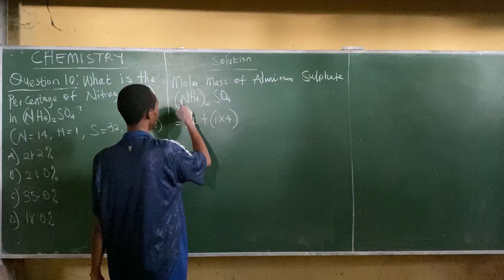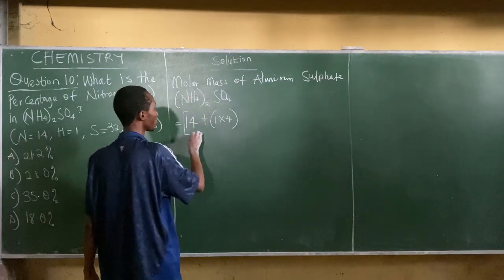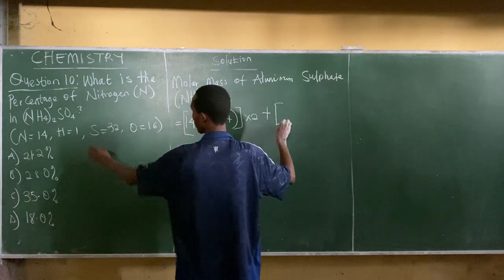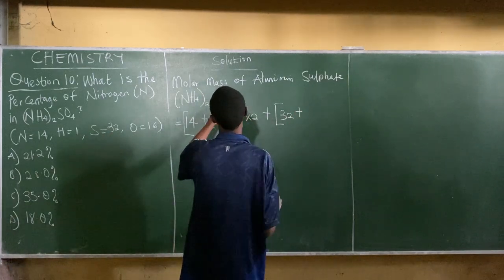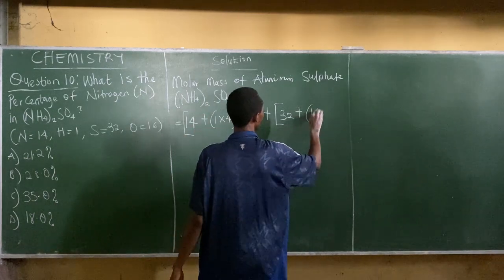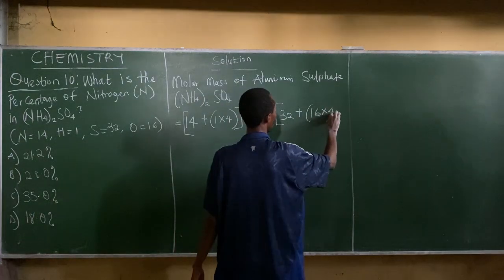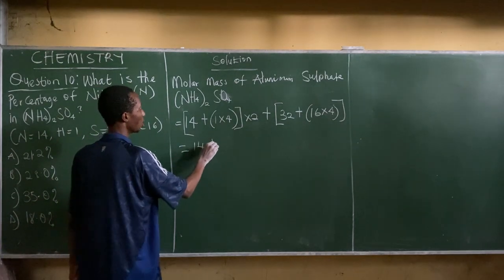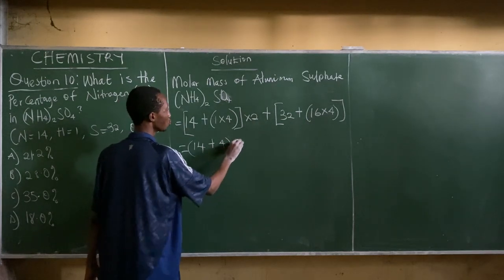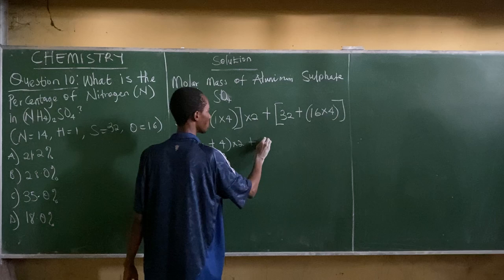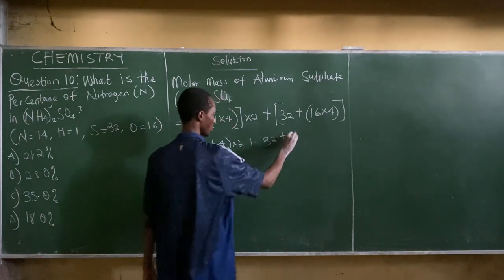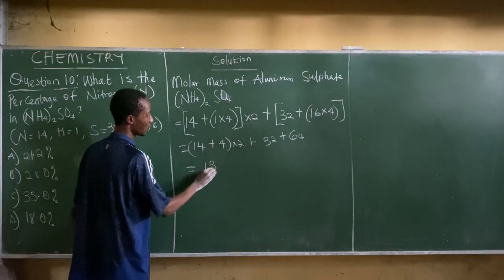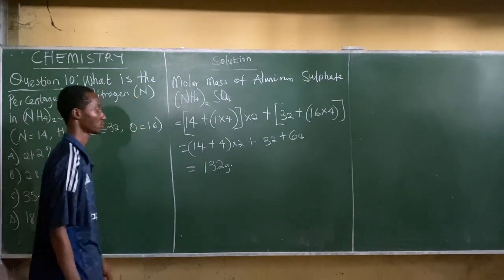Now, this compound here is multiplied by 2. So you times this by 2, plus sulfur, given as 32, plus oxygen, which is 16 times 4. Now this is 14 plus 4 multiplied by 2, plus 32 plus 64. That's 16 times 4 will give you 64. If you sum this up, it will give you 132 grams. You have gotten this one.